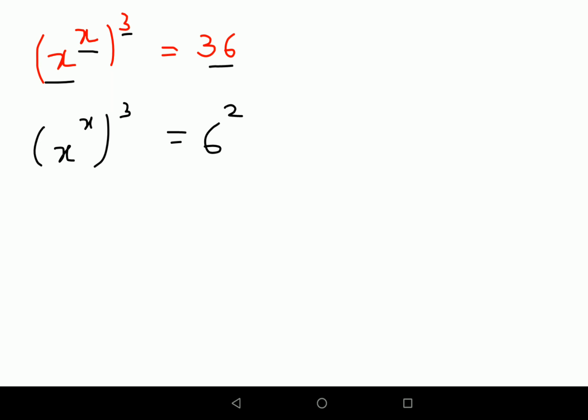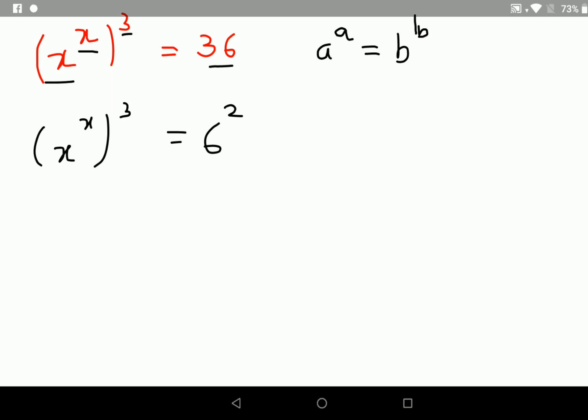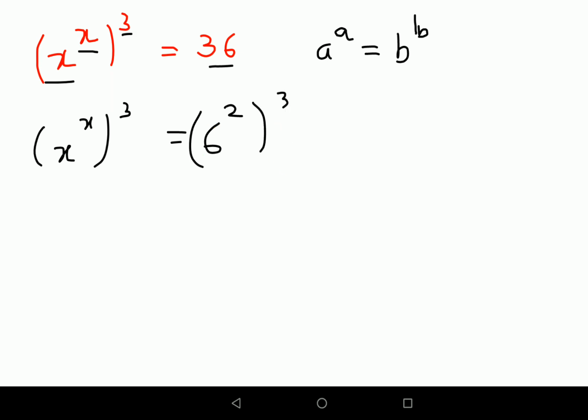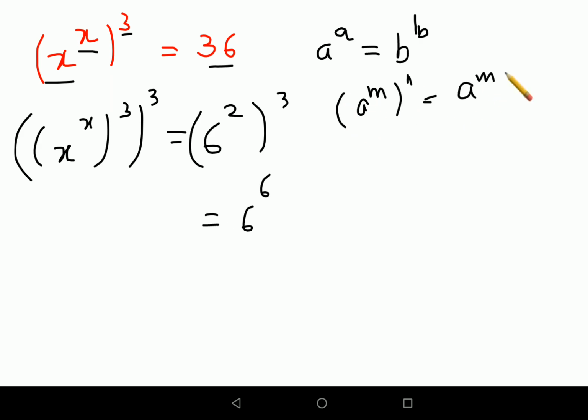Now what you have to do is see, your logic always has to be, whenever you have a variable raised to variable, your constant side also should look like a constant raised to constant. Now, if you look closely, if I take the cube on both sides, or third power on both sides, I will get this as nothing but 6 raised to 6. Why? Because a raised to m, the whole raised to n, equals a raised to m into n. But here this will look like x raised to x, the whole thing raised to 9.